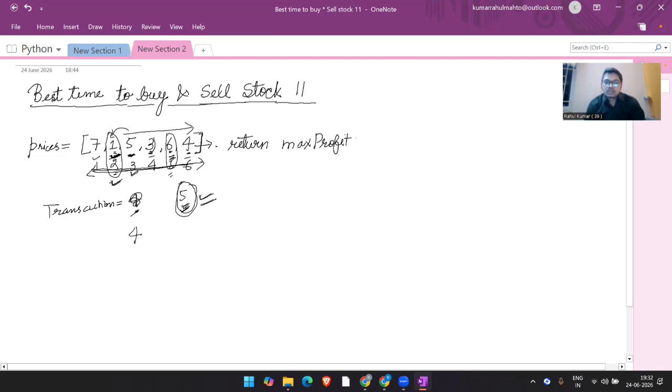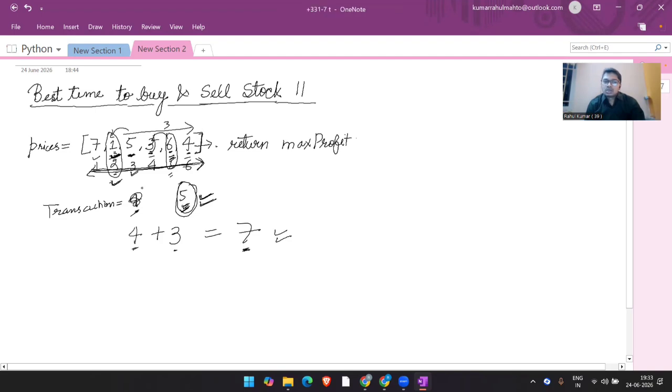On the next day, what I'm seeing is that this stock price becomes 6. It increased by 3. So if I sell this stock on day 5, I will gain a profit of 3 rupees, 6 minus 3, that is 3. So the overall profit I will get, 4 plus 3, is how much? 7. So in the second case, I am getting an overall profit of 7, but in the first case, I was getting a profit of 5. So this is a better approach.